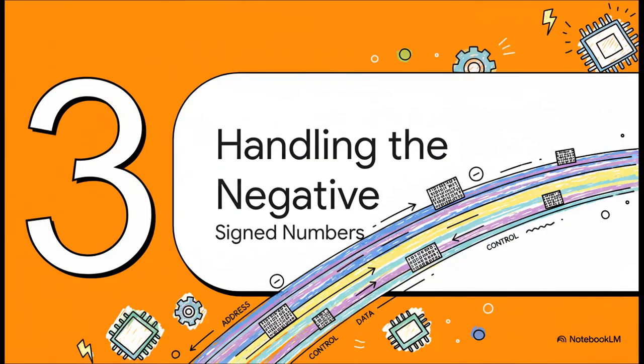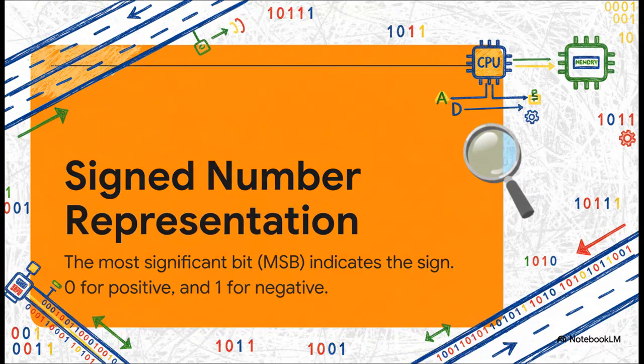Okay, so this all makes sense for regular numbers, but what about negative numbers? How can a system that only knows on and off possibly understand the concept of something being less than 0? This is actually a really cool problem with an even cooler solution. The solution is to just dedicate one of the bits to be a sign bit. By convention, it's always the bit that's furthest to the left. We call it the most significant bit. The rule is simple. If that bit is a 0, the computer knows the number is positive. If it's a 1, it knows the number is negative.